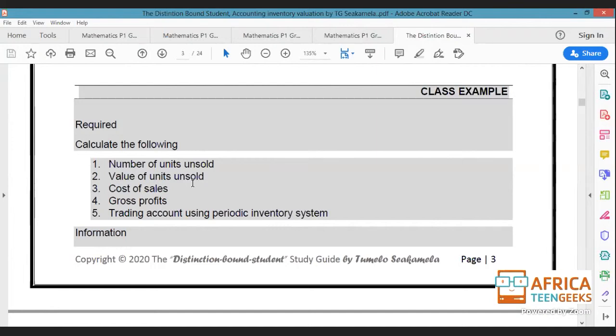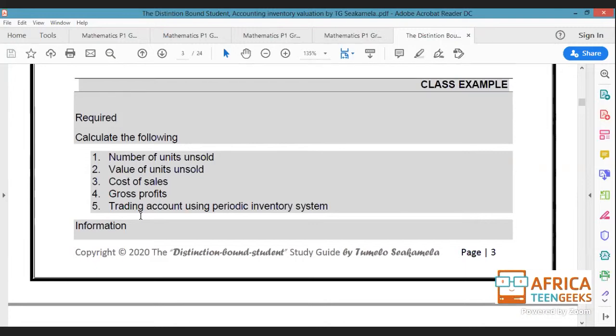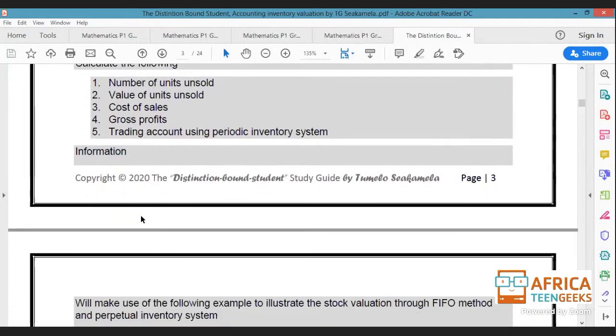Number three, calculate cost of sales. Number four, they want gross profit. Number five, we must use trading account using periodic inventory system. Now, trading account, you did it in grade 10 and grade 11 when they started to introduce partnerships. But we'll be looking at it again, right? Okay, cool.